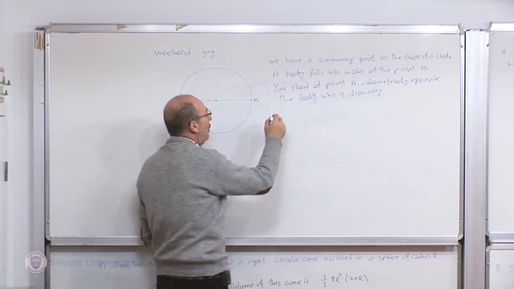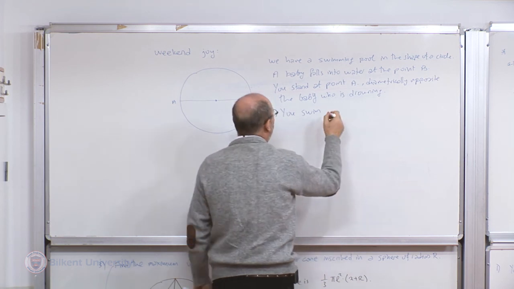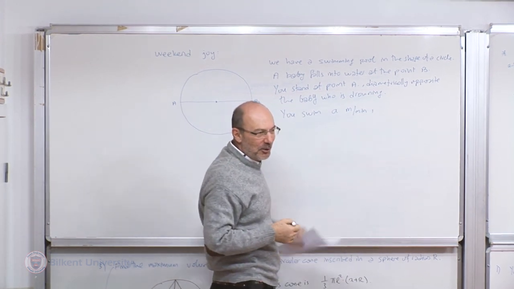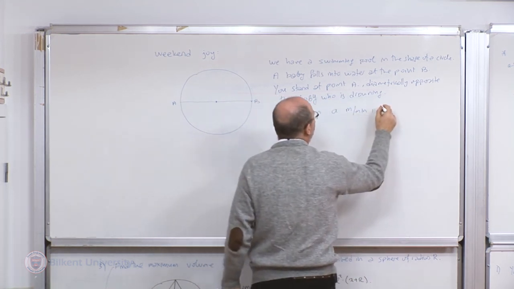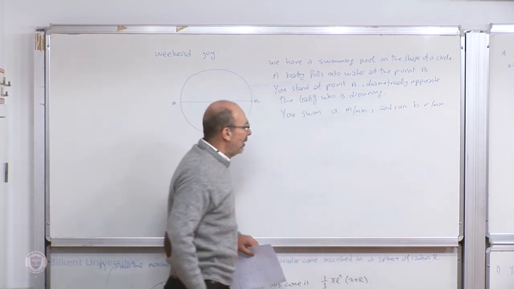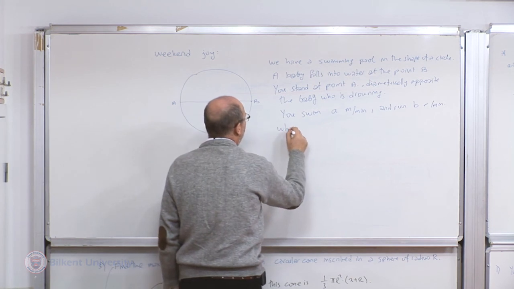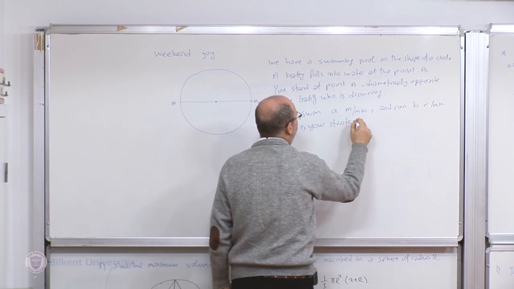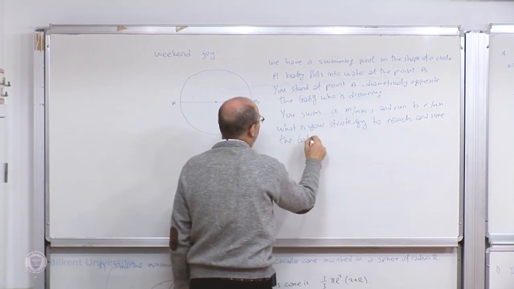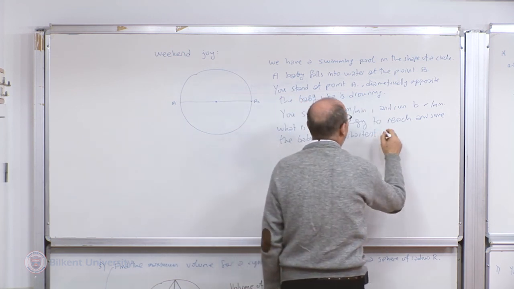And you swim. I have numbers here, but let's use letters. A meters per minute. On the weekend you can try several numbers here. I'll give you that freedom. And you walk and run B meters per minute. So you can try this with different numbers. What is your strategy to reach and save the baby in the shortest time?